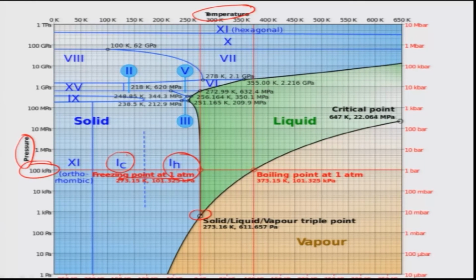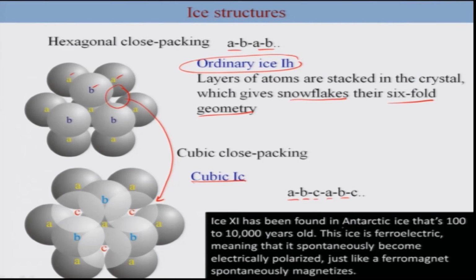Now if you further decrease the temperature from minus 37, it actually turns into something called ice XI, an orthorhombic structure. This orthorhombic structure apparently is found in Antarctic ice, and it has an interesting property. It has ferroelectric properties, which essentially means it is electrically polarized, just like a ferromagnet which spontaneously magnetizes. So you can see that phase transitions can change many different properties, and thus it is quite an interesting subject of research.